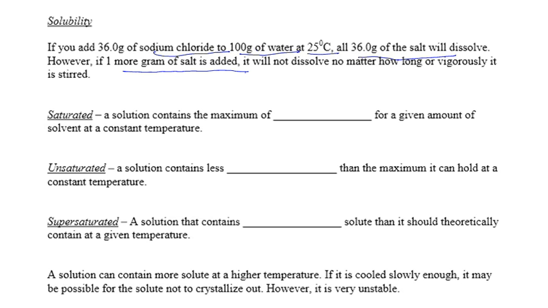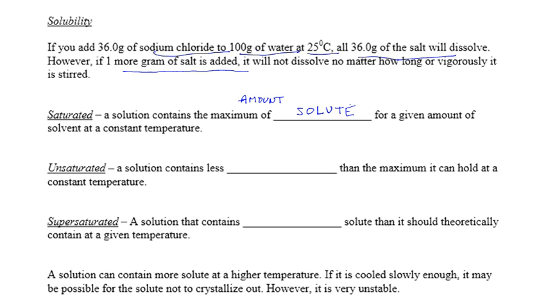A saturated solution contains the maximum amount of solute, remember that's what is dissolved, for a given amount of solvent at a constant temperature. So think of a sponge. If a sponge is saturated, it's holding all of the water it can hold. If you try to put one more drop of water in that sponge, it is not going to sink into the sponge or be absorbed. That drop of water will simply fall out the bottom of the sponge.